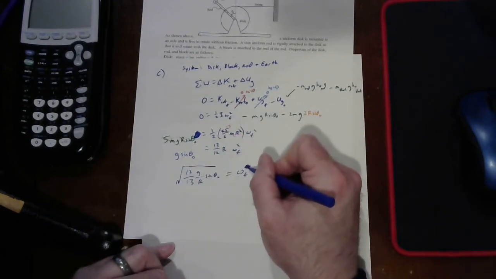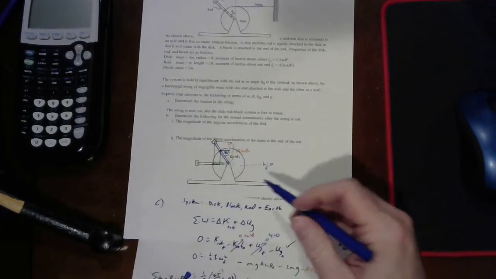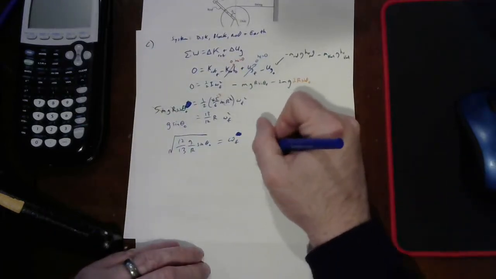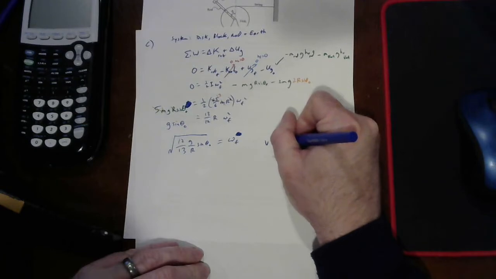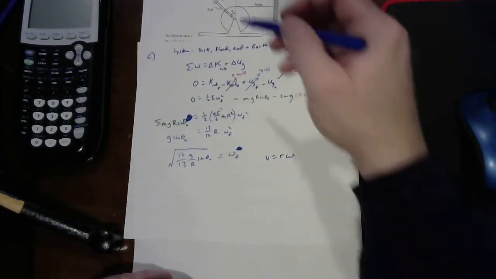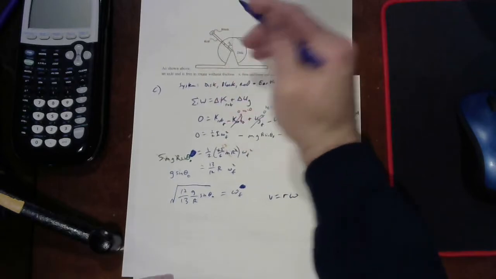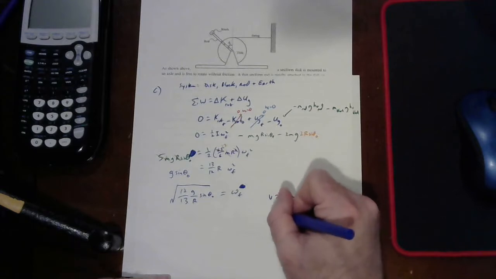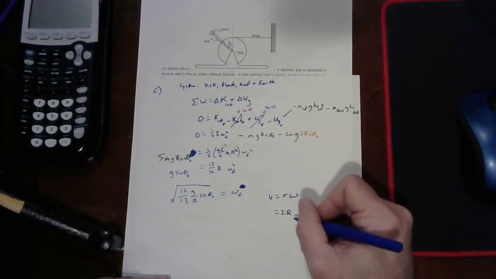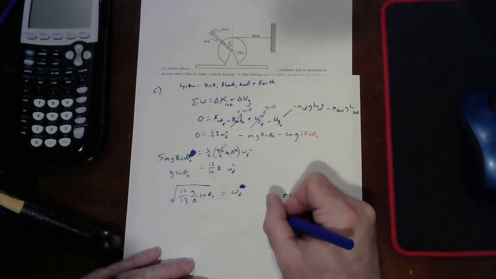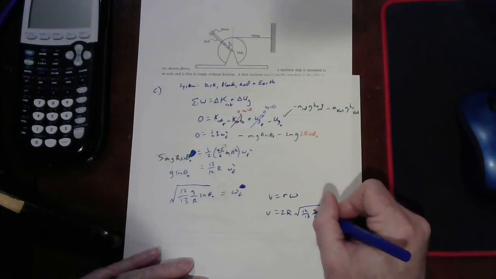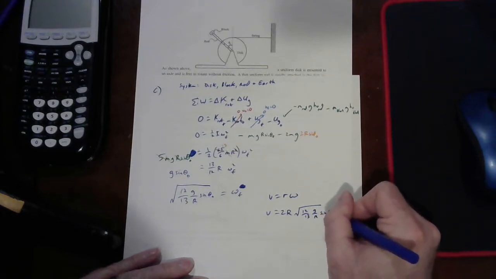Okay. But we don't want omega, the angular velocity. We want the linear speed of that mass. So I'm going to do that with v is r omega. In this case, we're talking about this block out here, right? What's the r for the block? It's 2 times the radius of the disk, 2 times big R. So it's 2 times big R times this omega, times the root of 12/13 G over R sine theta.